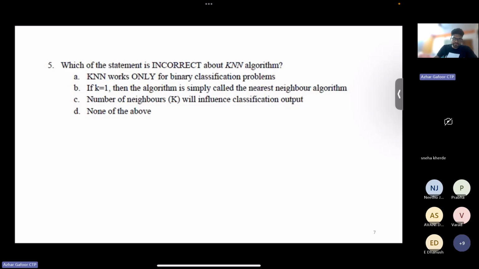So first question, fifth question. A, KNN works only for binary classification problems. We have said that if there are a lot of classes, we can use KNN already. Yeah. So it is incorrect because they are saying KNN works only for binary classification. Yes. So A is the correct answer.